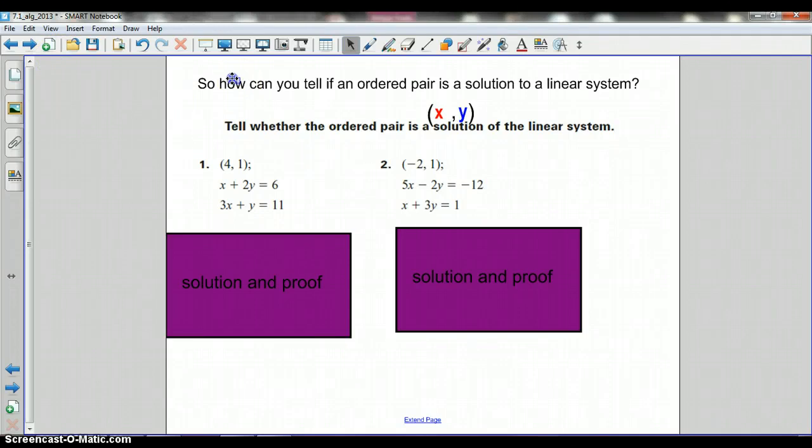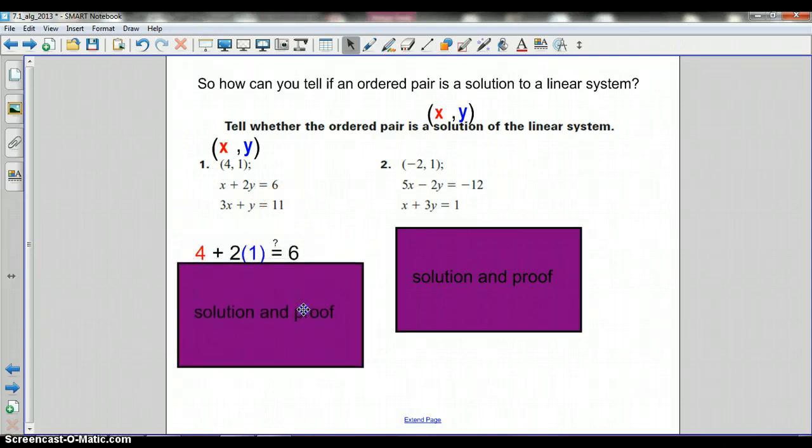Okay, so how can you tell if an ordered pair is a solution to the linear system? Remember that an ordered pair has an x and a y. And the x value is the first coordinate and the y value is the second coordinate. So in this particular linear system, we have what we think might be a solution, (4, 1), and we have to check it to see if it works. So what we're going to do is plug in 4 for the x and 1 for the y into both equations to see if it is indeed the solution.